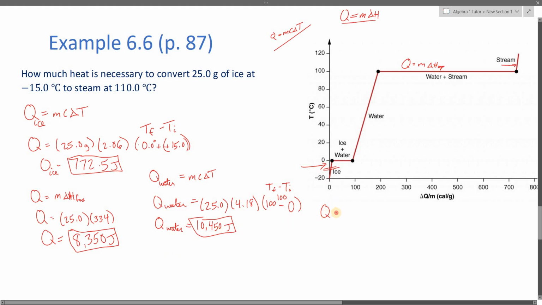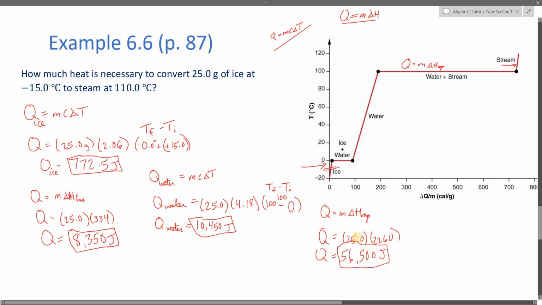So here we're going to do Q is equal to m delta H of vaporization, same thing from the chart on page 87. Looking at it here, I've got Q is equal to m, the mass is still 25, hasn't changed. And then the delta H of vaporization here for water is 2260. So at this point I'm going to take my calculator and multiply 25 times 2260. And I'm going to get 56,500 joules.